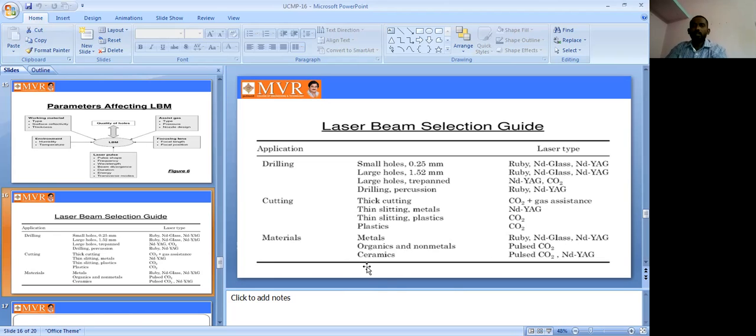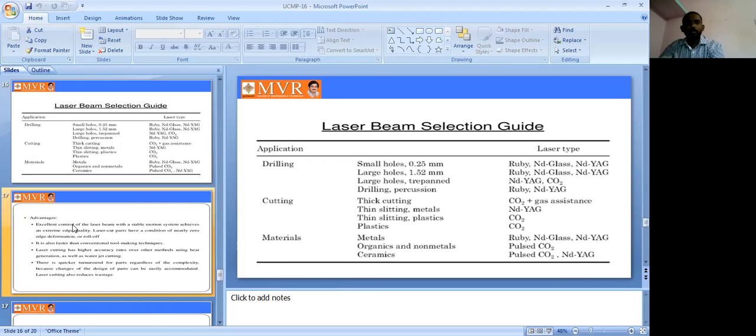Another example, if the workpiece is ceramic, the laser type you can choose is pulsed CO2 and YAG. So these are the laser beam selections. Based on the different types of operation, you can choose different types of laser. It is also very important in the laser beam machining process.